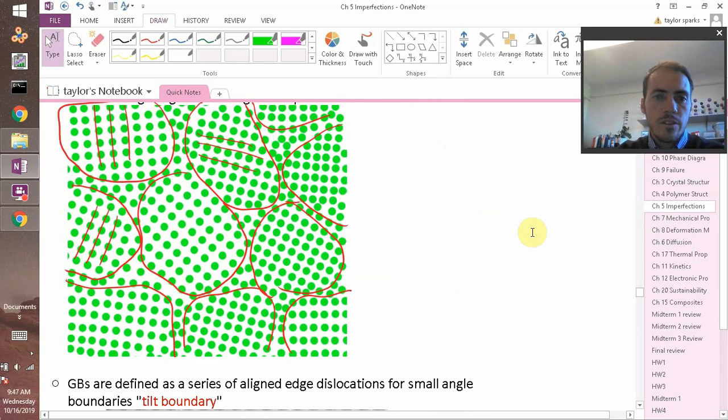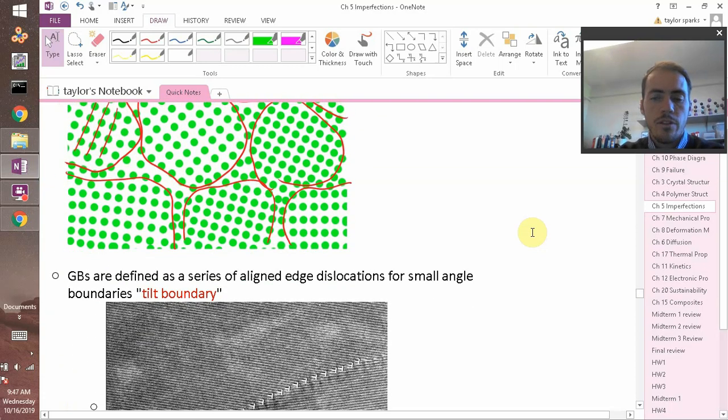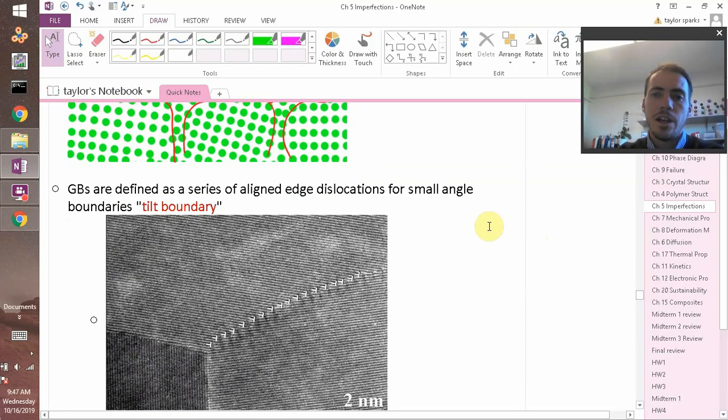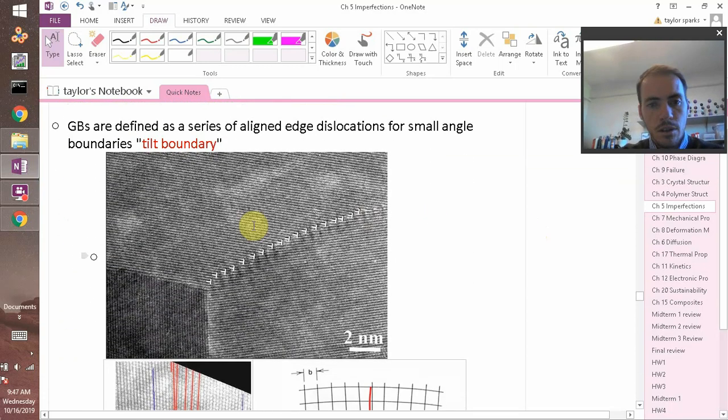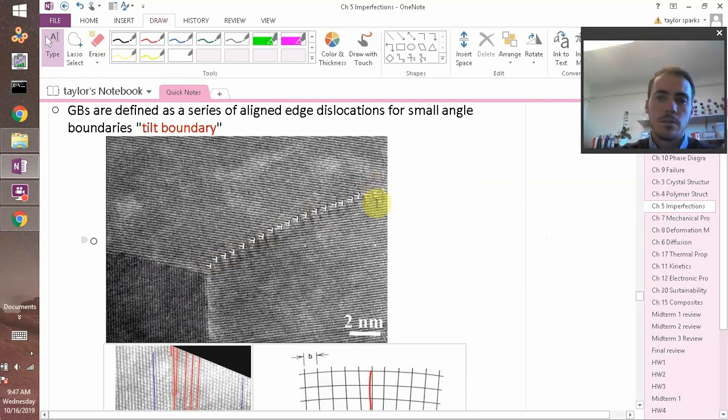So that is these grain boundaries that you can kind of think of as a series of aligned edge dislocations. You can see these when they actually do microscopy. By the way, we're looking at atoms here, right? Rows of atoms, that's amazing. You can see there's just a bunch of extra half rows and these dislocations are pretty uniformly and evenly spaced, okay?